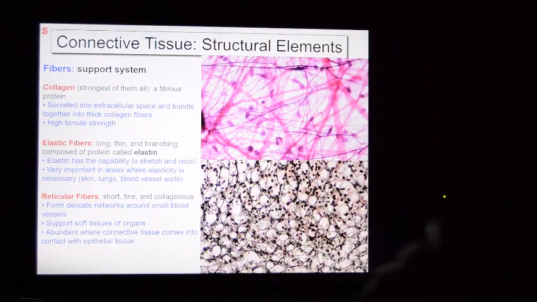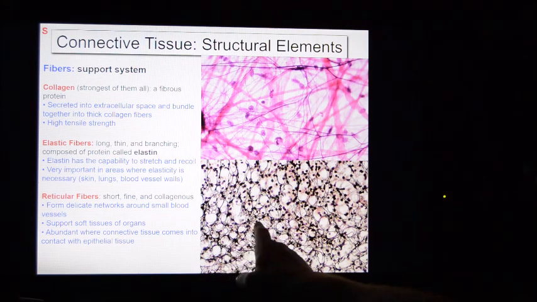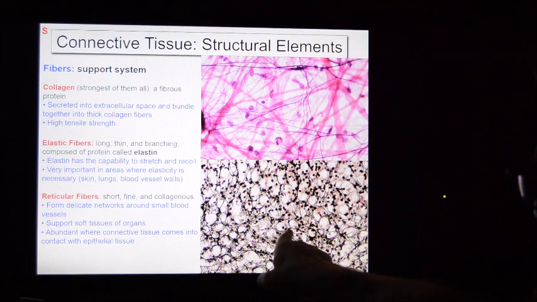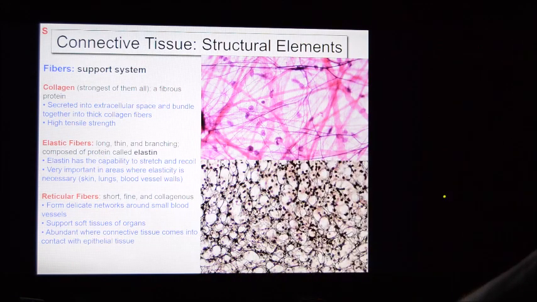Now, in the realm of these fibers, there are three: collagen, elastin, and reticular. Let's go ahead and get reticular out of the way, and then we'll talk about the two more important ones. Reticular fibers are primarily seen in the lymphatic system, where they assist in a role with immune function. So you find reticular fibers in lymph nodes. You find reticular fibers in the spleen, as an example. And they are important because they form this unique net-like structural system.